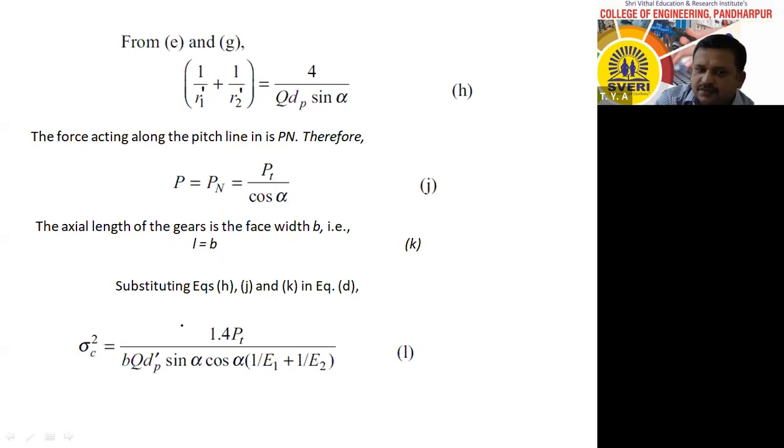Therefore, substituting equations H, J and K in equation D, we get the equation sigma C square is equal to 1.4 Pt divided by B Q dp sin alpha cos alpha into bracket 1 upon E1 plus 1 upon E2, equation L. I will wait for 1 minute, write down.